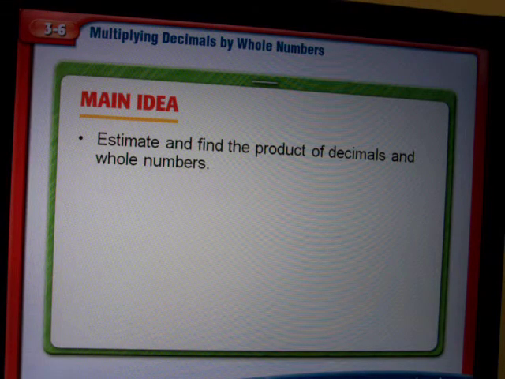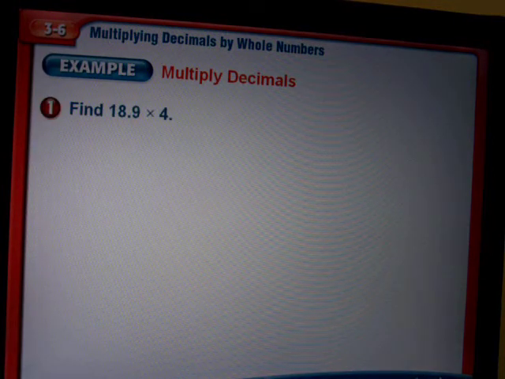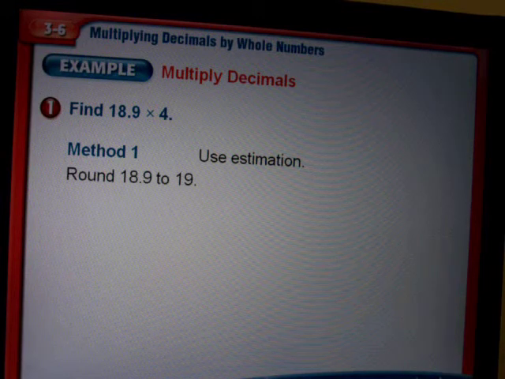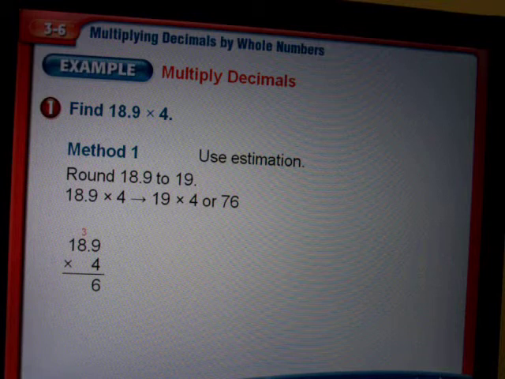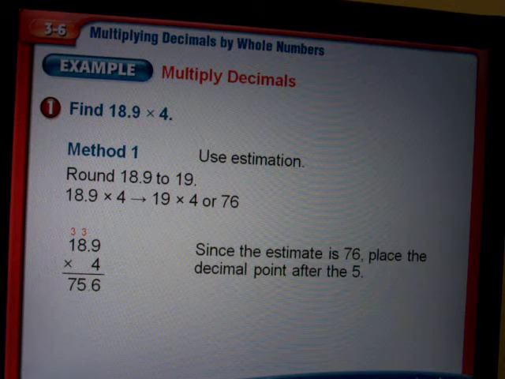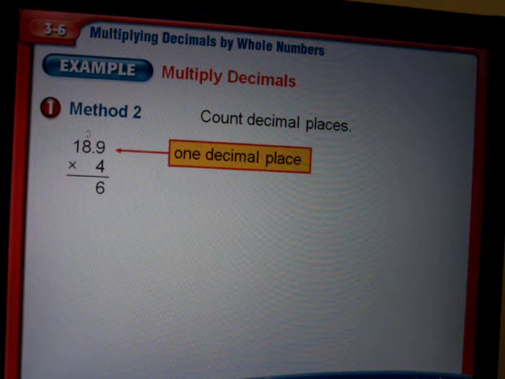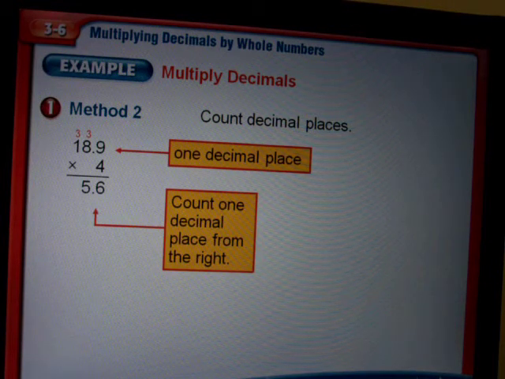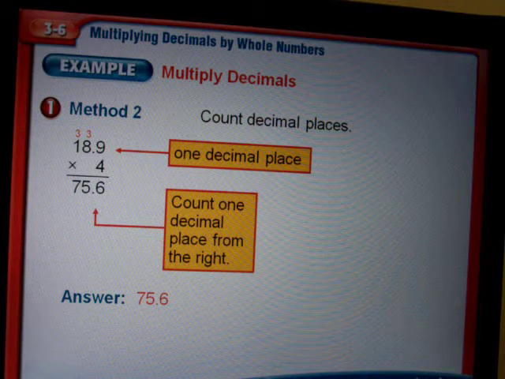So today we're going to estimate and find the product of decimals and whole numbers. So we're going to find 18 9/10 times 4. So we can use estimation. So we know it's about 76. And then multiply through. And we can also count decimal places. Either way, whether you estimate or you count decimal places, the answer is still 75 6/10.